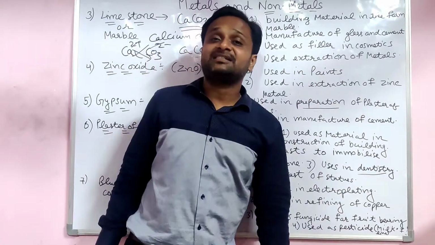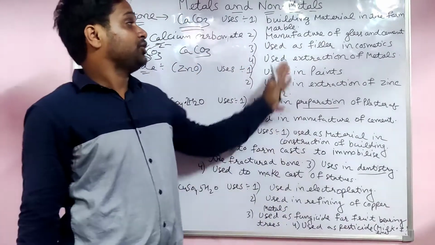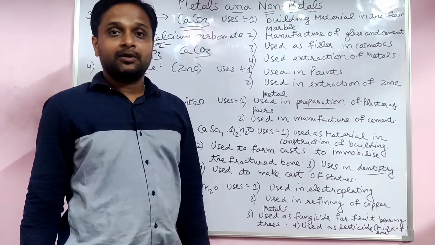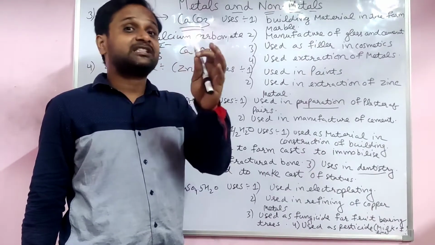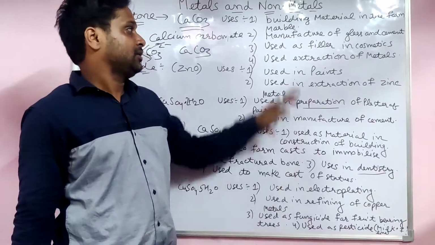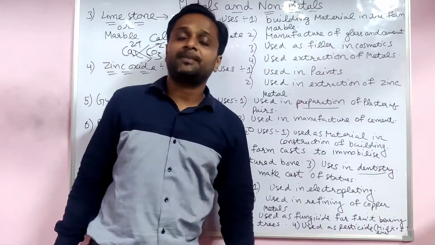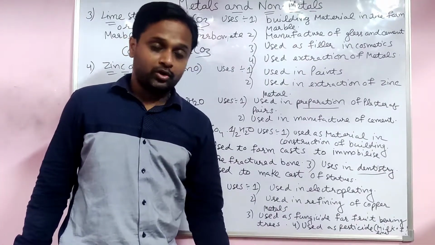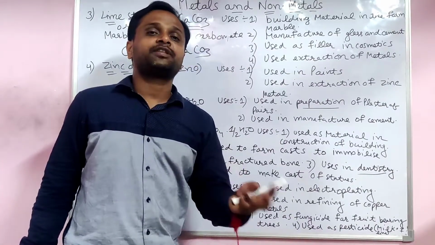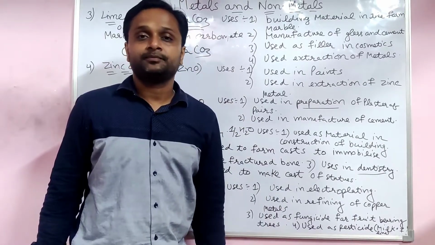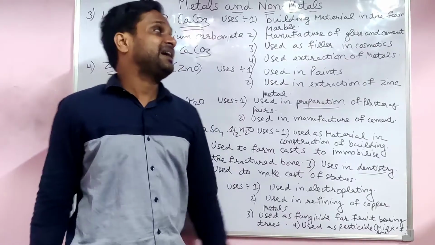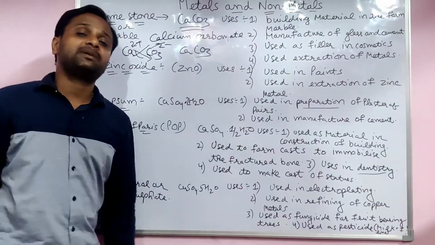Used in the manufacture of glass and cement. Used as a filler in cosmetics, to fill the holes of the skin. Used in the extraction of metal. We extract the metal from the ore. In the ore, a lot of things are there, impurities also: mud, sand. For extraction of metal, we have to use calcium carbonate.